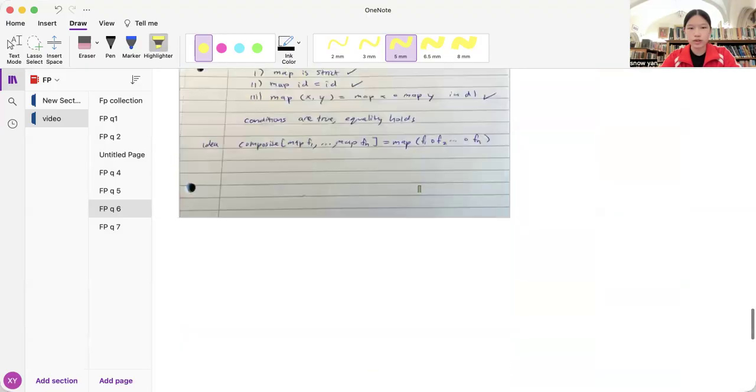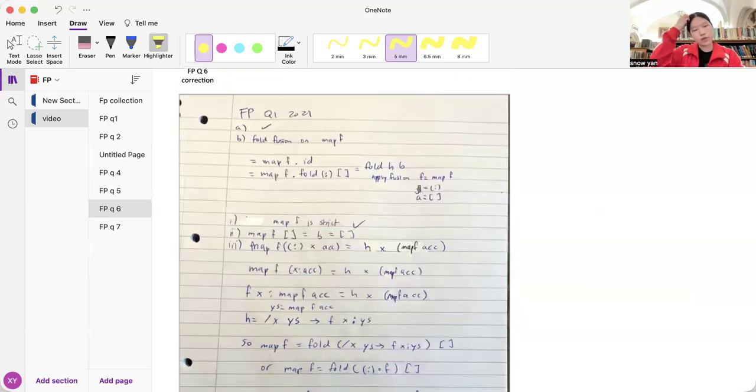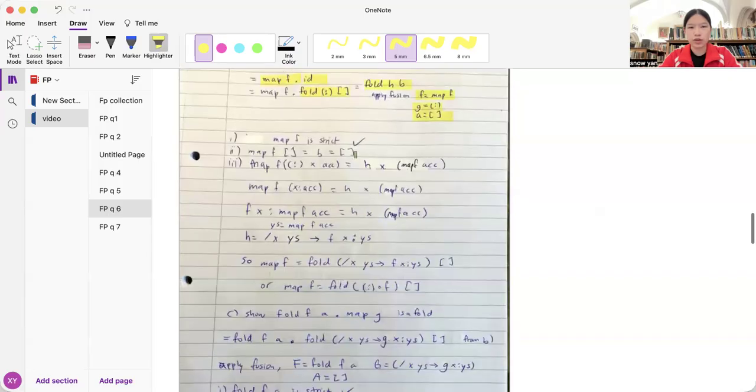Okay, so the actual thing for this is to use fold fusion on map f. What you do is map f composed with identity. Identity wouldn't change what it is, and we can rewrite identity on lists as fold of cons and the empty list, because that doesn't change anything. So this is fold h b, applying fold fusion with f equals map f, g equals cons, and a equals the empty list. Then we check the three conditions.